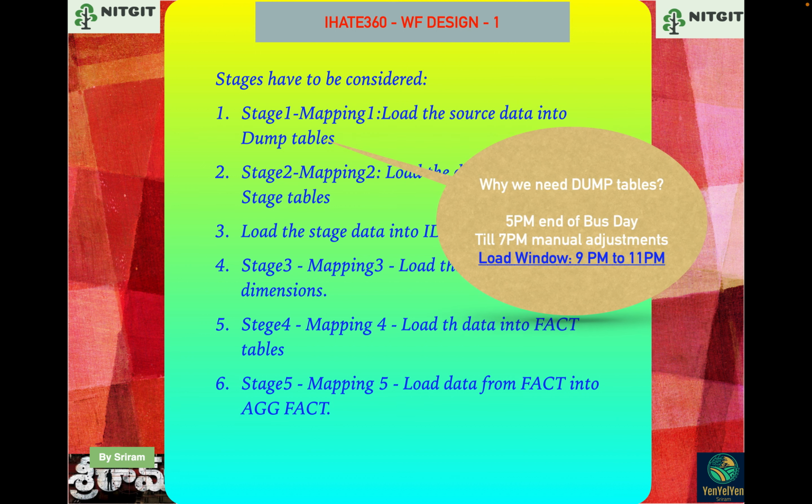So stage 1, mapping 1, why we need dump tables is also a question, right? If you have a staging table already, why do you want a dump table? So 5 p.m. is the end of the business day. Until 7 p.m. manual adjustments happen. The load window is given as 9 p.m. to 11 p.m. Say, for example, our server is down and you want to extract the data after 11 p.m. That is the problem, right? So that's why first we simply dump this data at 9 p.m. itself into our pre-staging or dump tables so that we don't go to the source system again. That's why this dump is needed.